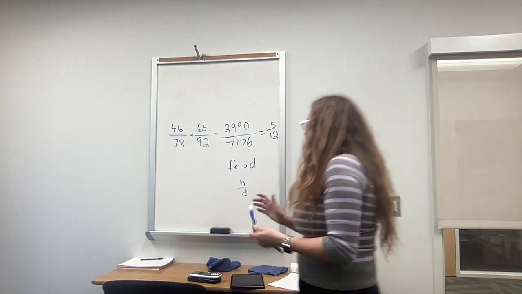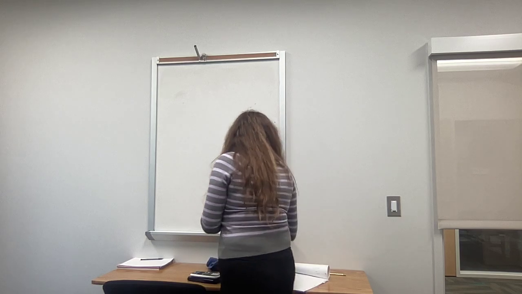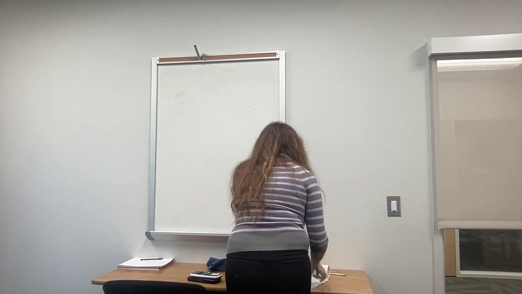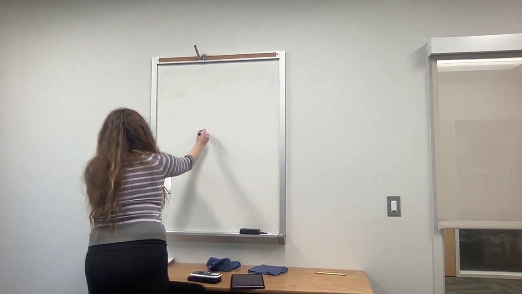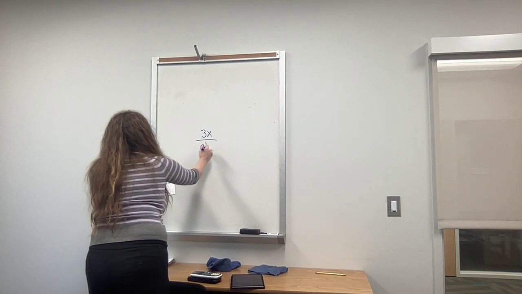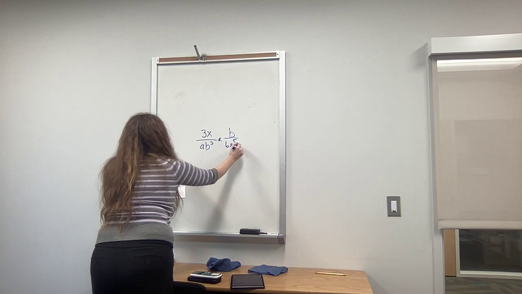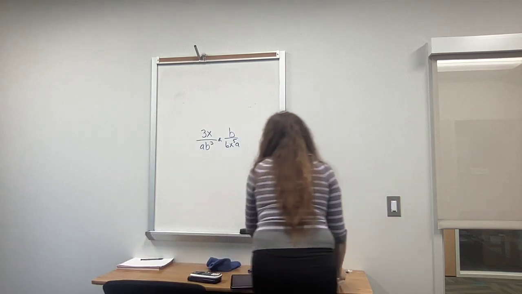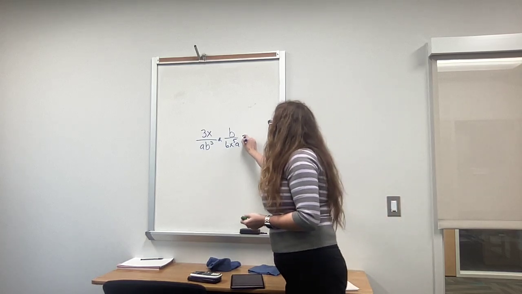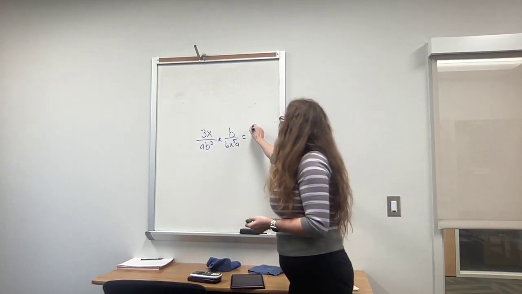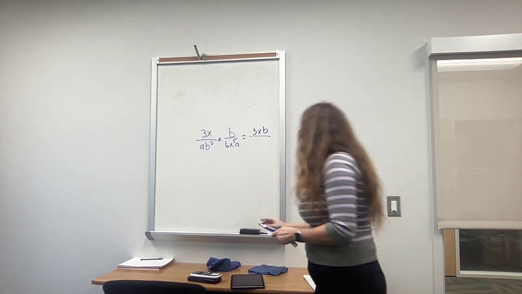Now, not all of them we can use a calculator for. We cannot use a calculator if we're given variables because we cannot type that in. So for our next problem, we're going to have 3x divided by ab cubed times b divided by 6x to the 5th a. I'm going to keep my same steps. I'm going to multiply across the numerator, and I'm going to multiply across the denominator.